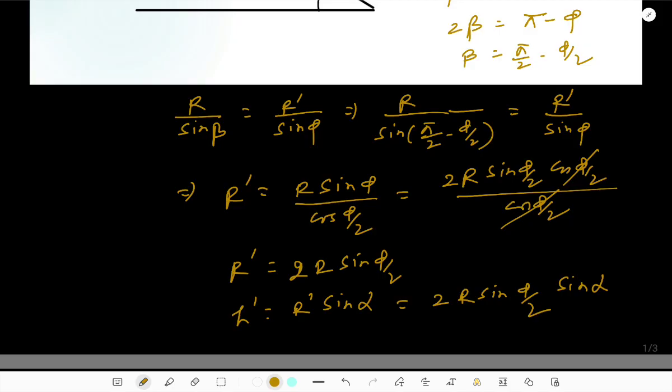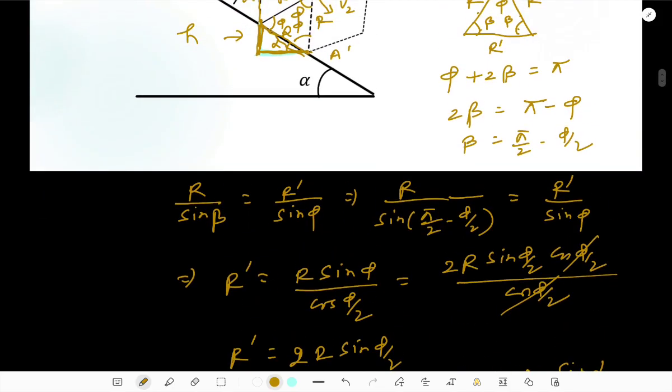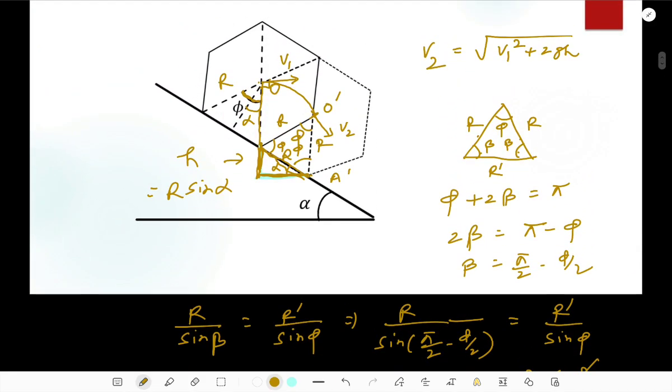So this h in our case is simply r sine alpha and nothing else. In this case, we have the velocity v2 equals under root v1 square plus 2gh, where h becomes r sine alpha, and alpha is equal to 30 degrees, we know, and we can do things accordingly.